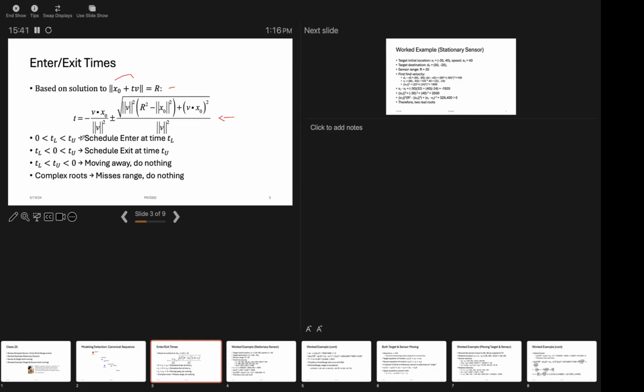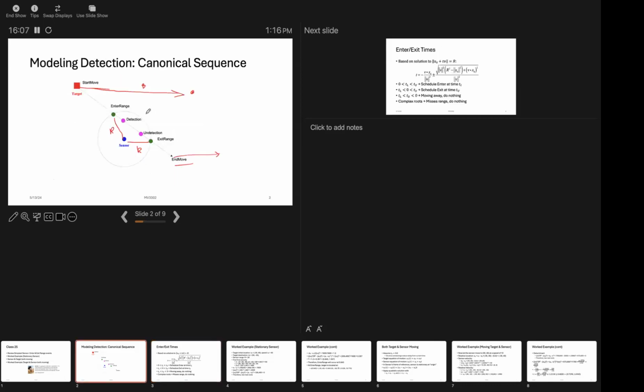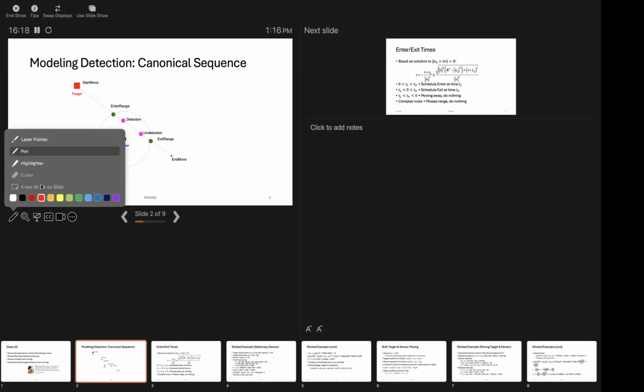Okay, so what are the possibilities? Well, one is we have two positive roots, in which case we schedule the enter at the lower time. If we have a negative and a positive root, we schedule the exit at the one positive. If they're both negative, then we're moving away, we do nothing. And if we have complex roots, that means we totally miss it. We do nothing. So for the situation where we have a sensor which is stationary at the origin, we have completely solved it.